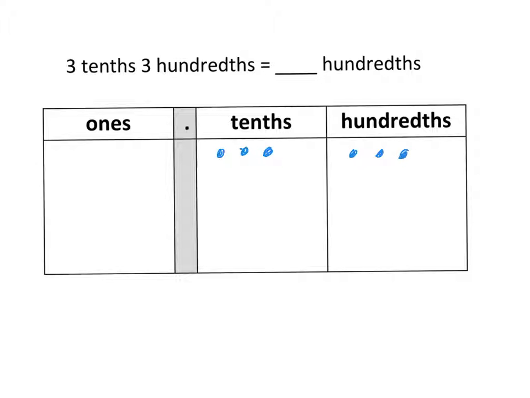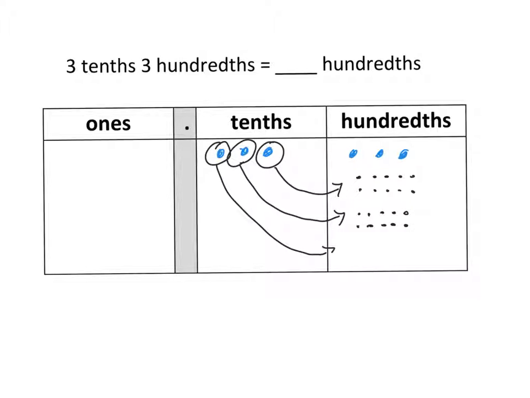So if we take this, it is going to represent 10. 1, 2, 3, 4, 5, 6, 7, 8, 9, 10. And then we have another one that represents another 10. 1, 2, 3, 4, 5, 6, 7, 8, 9, 10. And then our last 10. 1, 2, 3, 4, 5, 6, 7, 8, 9, 10.